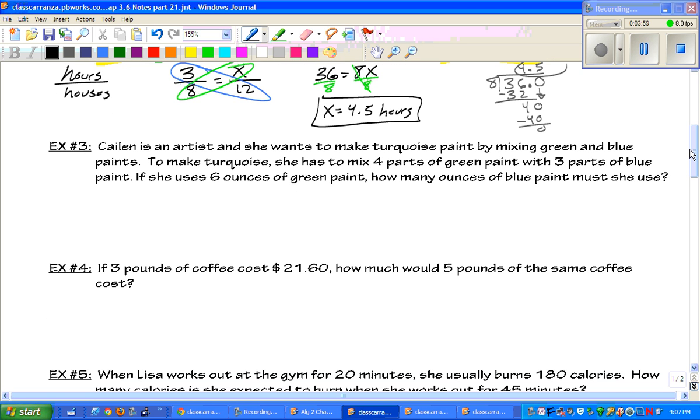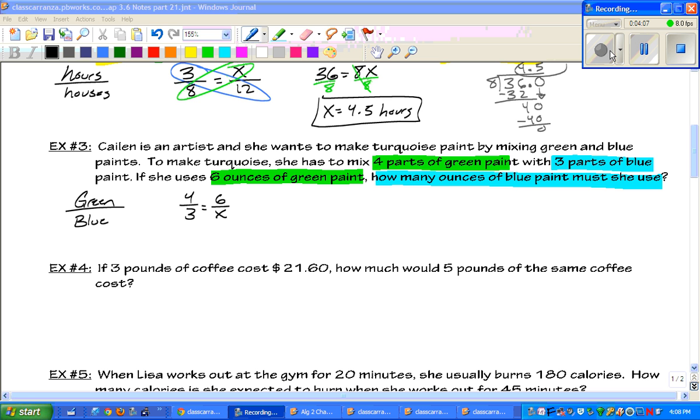Why don't you guys read number 3 and see if you can set everything up correctly. Go ahead and pause the video. They're mixing green paint and blue paint. So you should have 4 over 3 equals 6 over x. Now, if you set it up the other way, blue to green, and you have 3 over 4 equals x over 6, that's okay. You're still going to get the same answer as me.